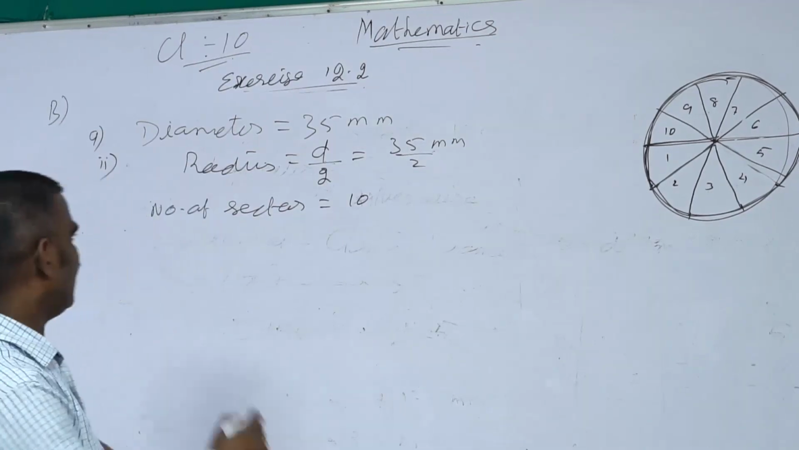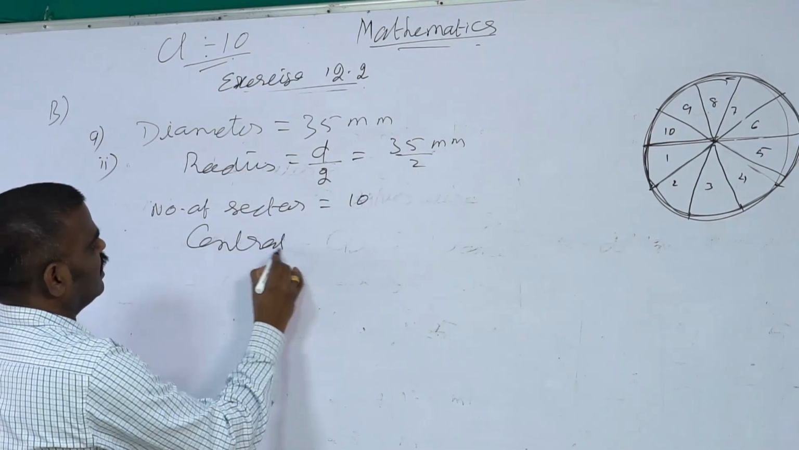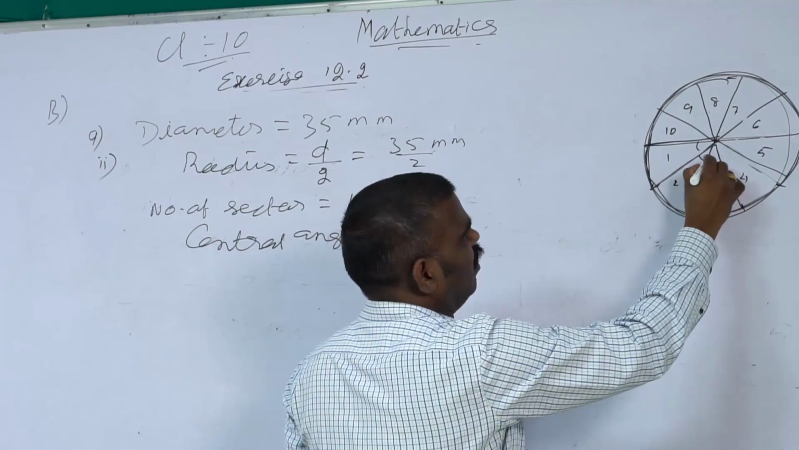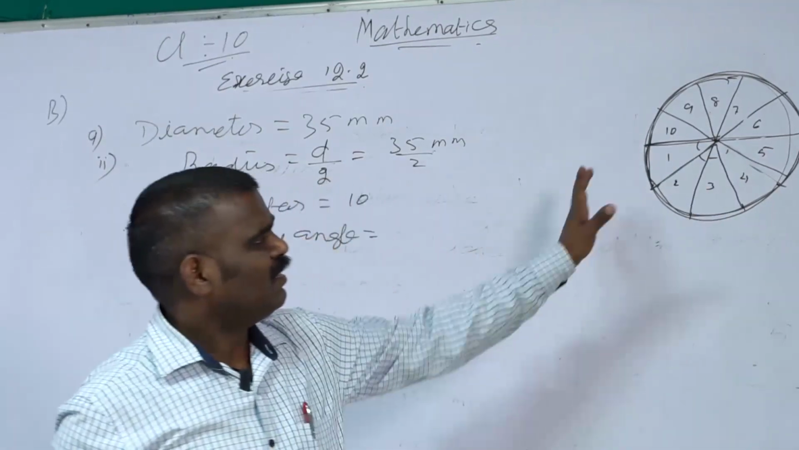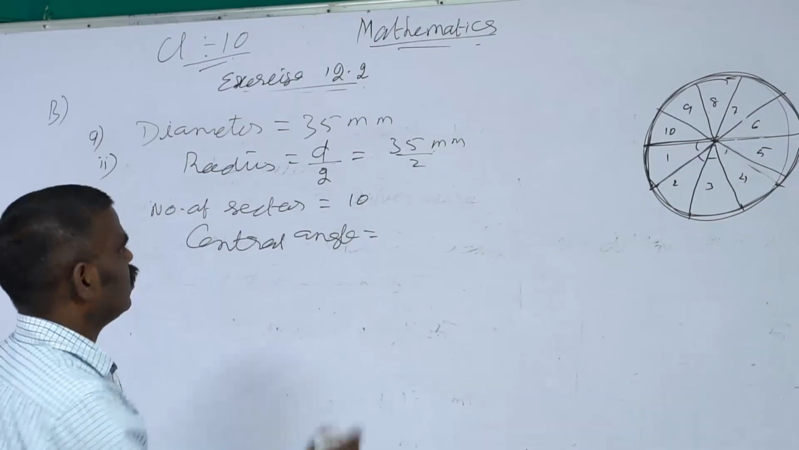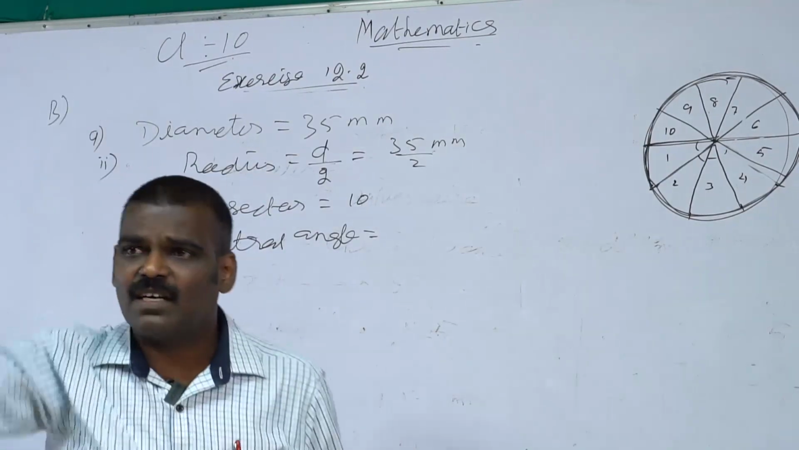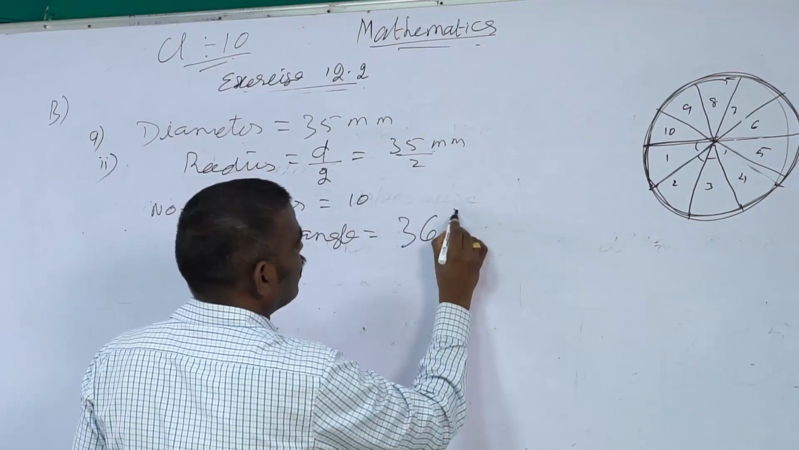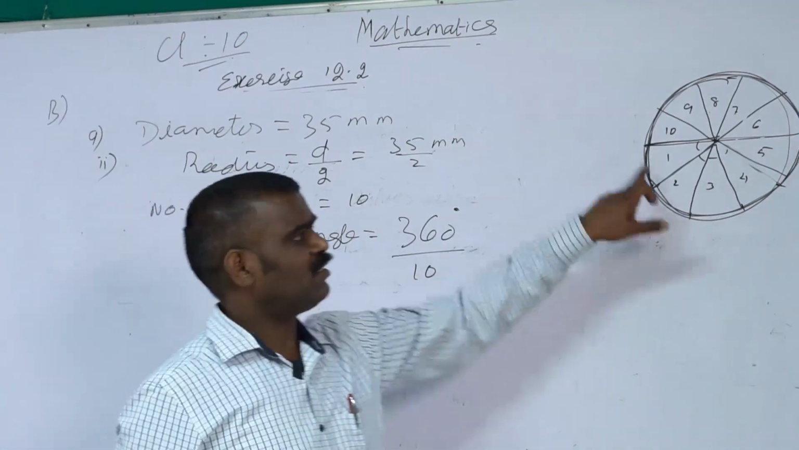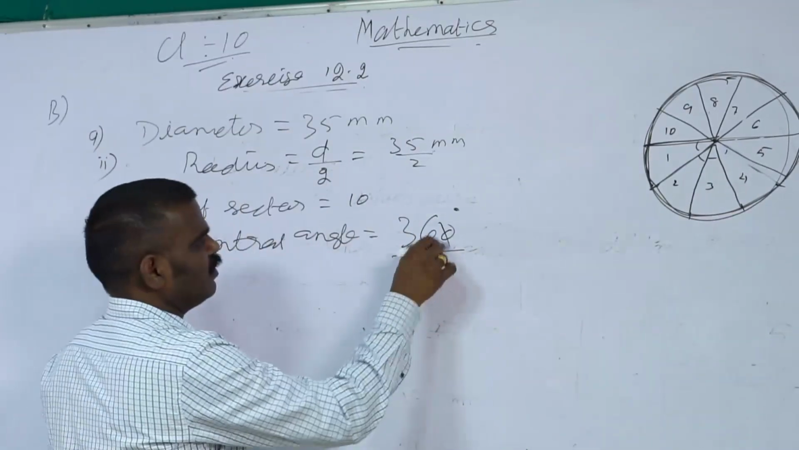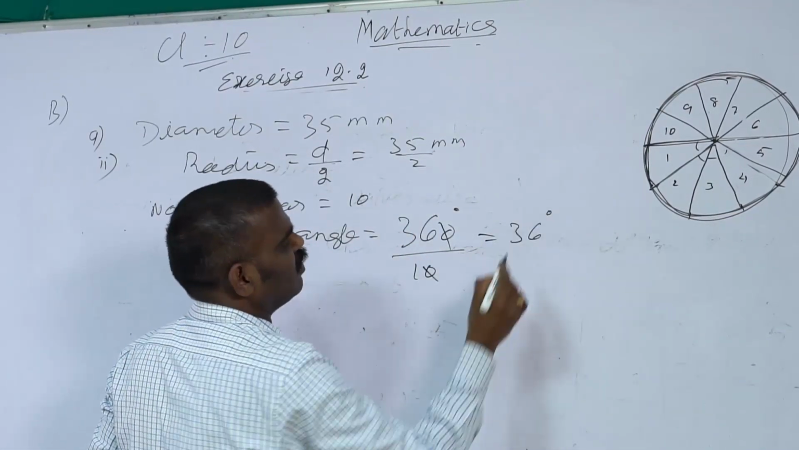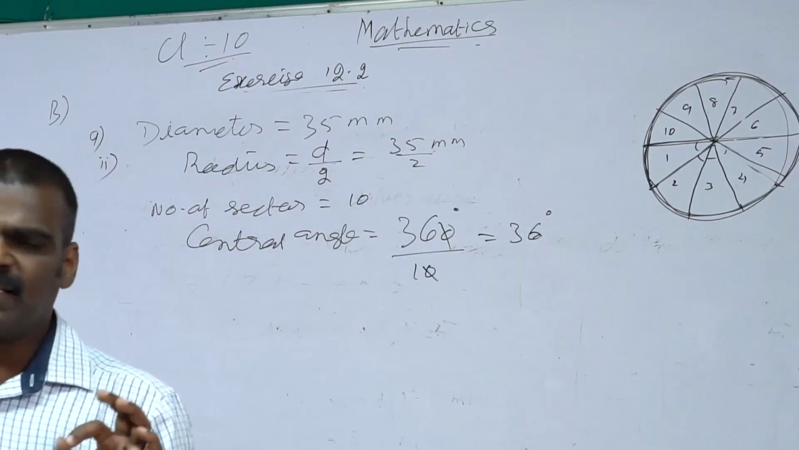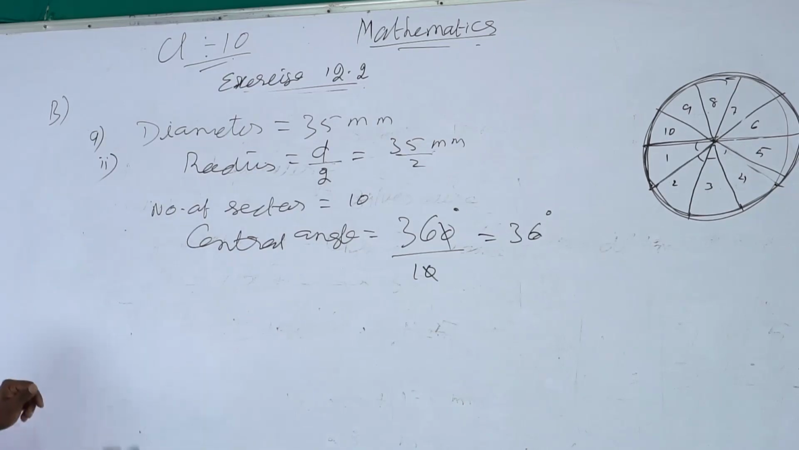Okay. Now, central angle. We have to find these angles. All the angles are equal because of the same radius, diameters, right? Okay. So, altogether how many degrees in the circle? 360 degrees. 360 degrees is divided by how many sectors? 10 sectors. So you divide. How much? 36 degrees will come. So each sector has how many degrees? 36 degrees. Now we can go and find the area of each sector.